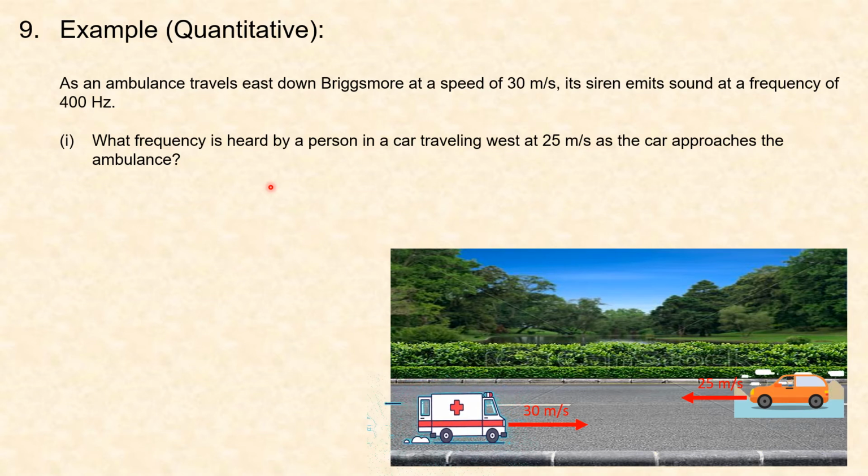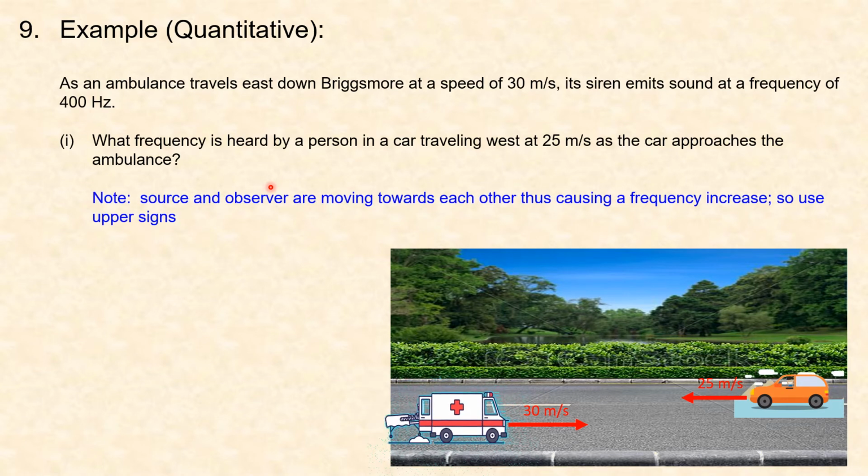You want to ask yourself, does the motion of the observer cause a frequency increase? Does the motion of the source of the sound cause a frequency increase or decrease? Then you'll know which signs to apply. Note here that the source of the sound is moving towards the observer, that should cause a frequency increase. Notice the observer is moving towards the wave source, that too should cause a frequency increase.